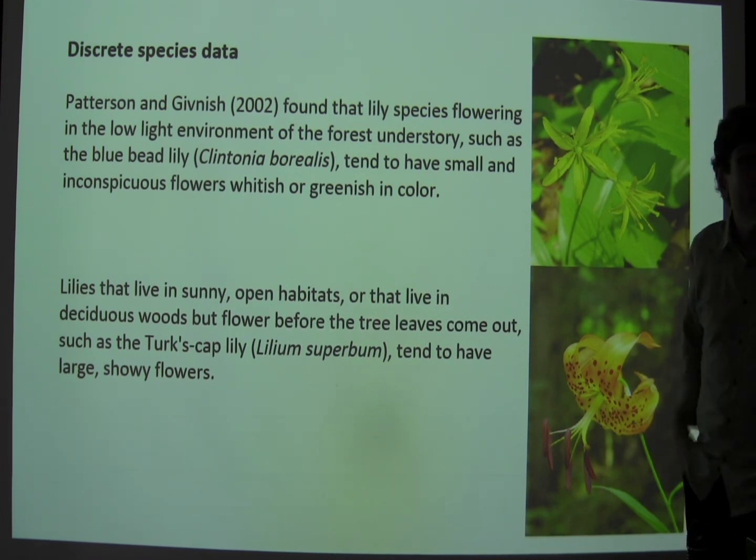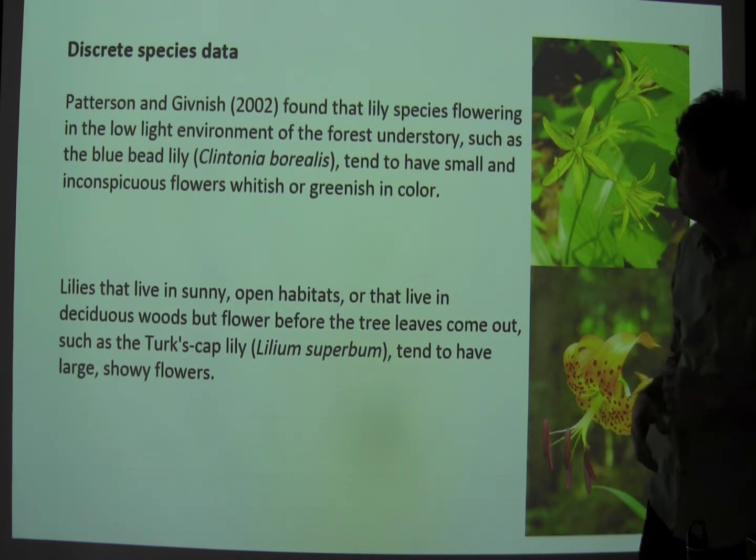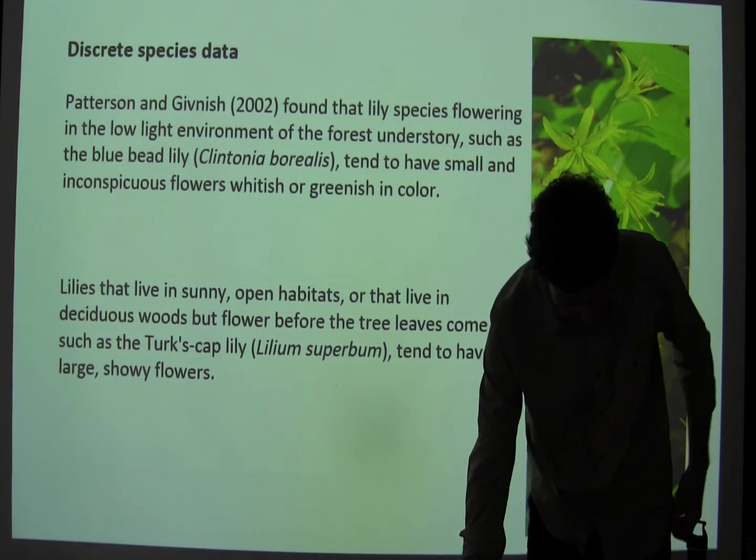So you all know about lilies, but what you might not know about lilies is that generally the showiest lilies are the ones that tend to occupy the sunniest open environments, and/or they flower before the trees above them leaf out if they're in the forest. Whereas species that flower in low light environments of the forest understory after leaf out, such as the Clintonia, tend to have small and inconspicuous flowers, whitish or greenish in color. So there seems to be an association between habitat and flower characteristics.